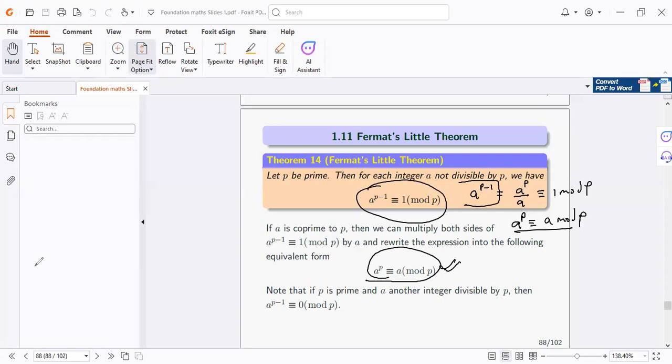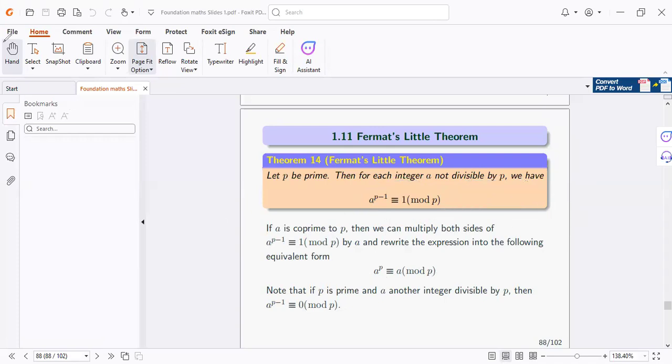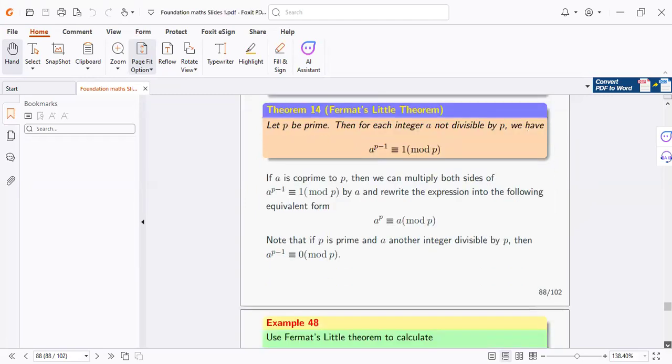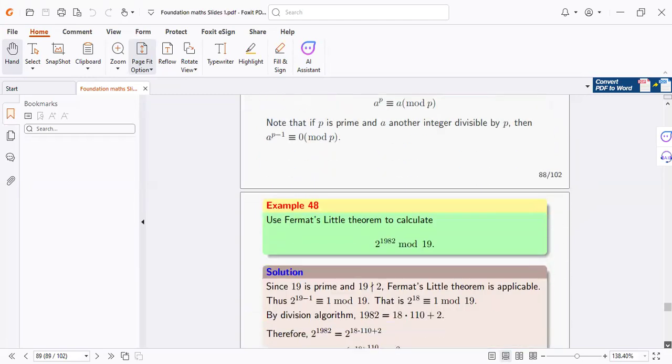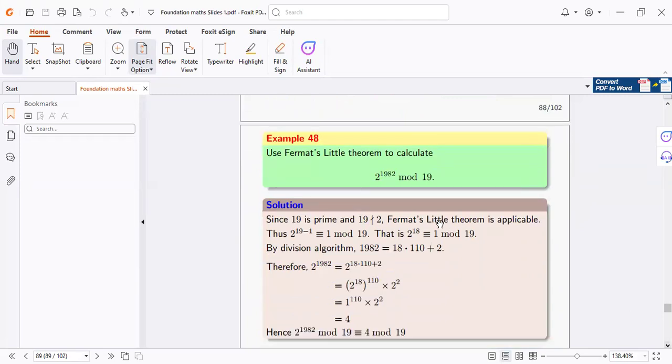So let's just look at examples of where we apply Fermat's theorem. Now, look at this.